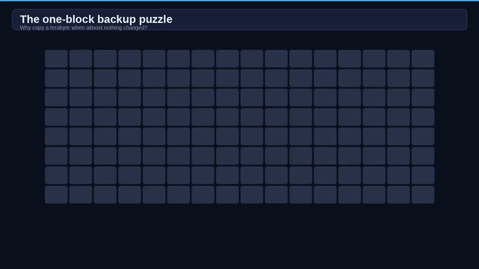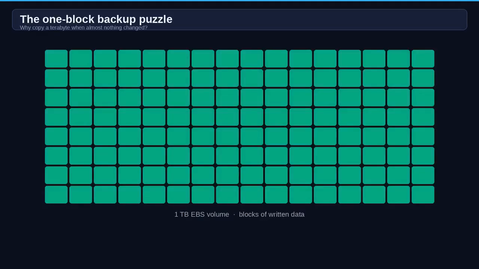Imagine you run a 1 terabyte disk in the cloud. Tonight, only one tiny block of data changed. Must tomorrow's backup copy the entire terabyte again? That question is the whole reason Amazon EBS snapshots exist.